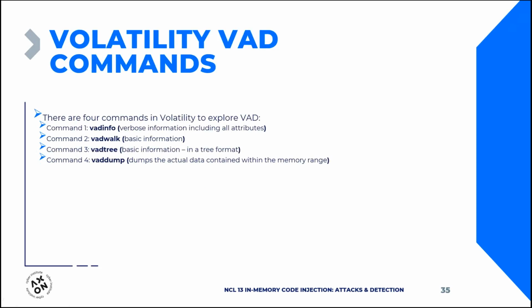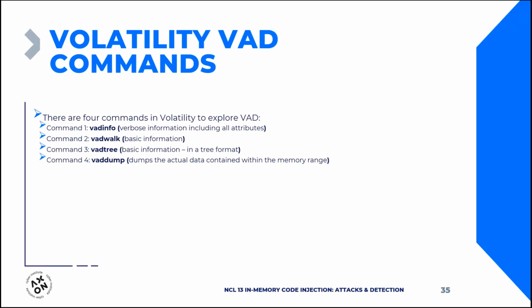Volatility has a few commands to actually investigate the VAD. It has 4 commands: the VAD info, VAD walk, VAD tree, and VAD dump. VAD info provides detailed information about all the attributes and the sections of the VAD.